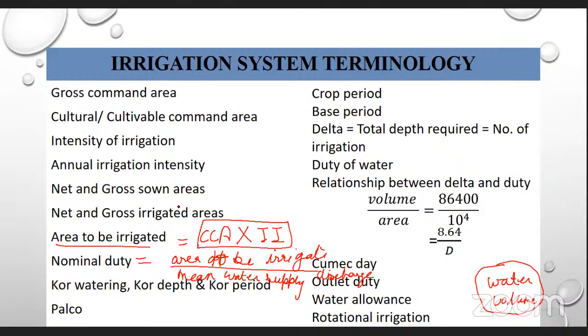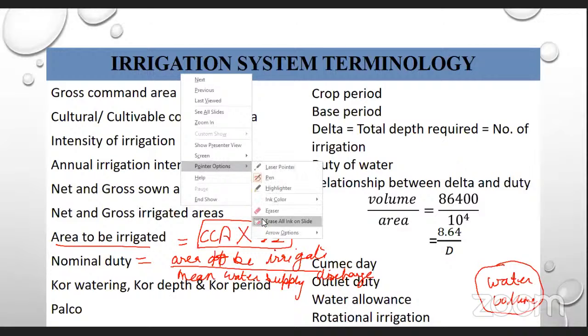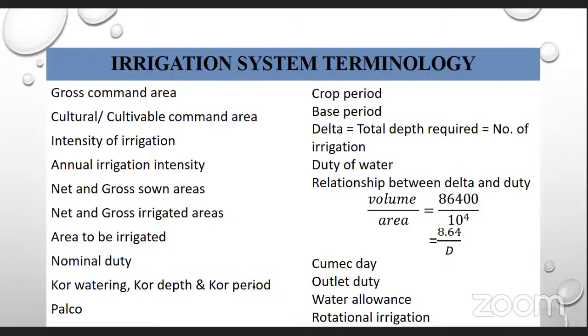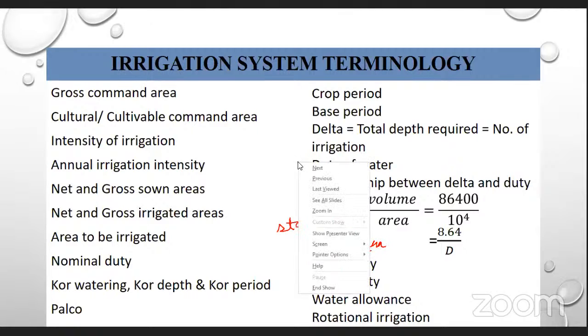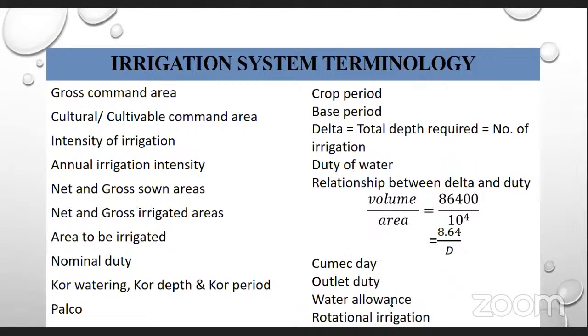Then we are having crop watering, crop depth, and the crop period, okay. This crop watering simply means that every crop's water requirement is not uniform all through the base period. At one stage a crop requires minimum water, but at another stage of the crop it will require the maximum water, and based on that we irrigate the different stages, okay.